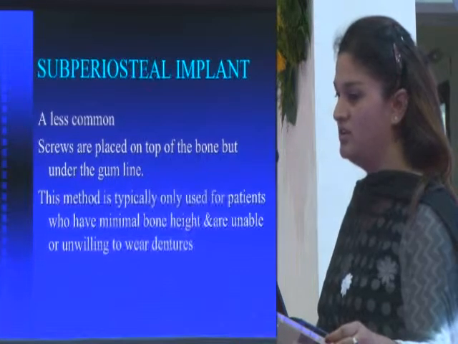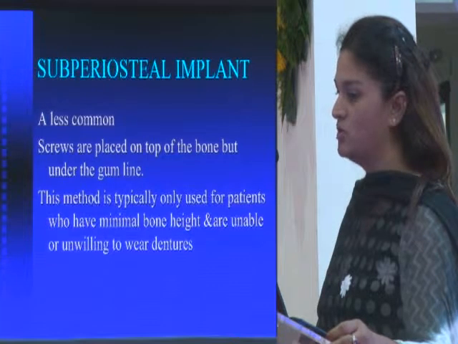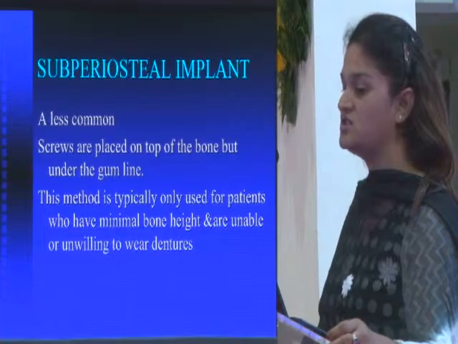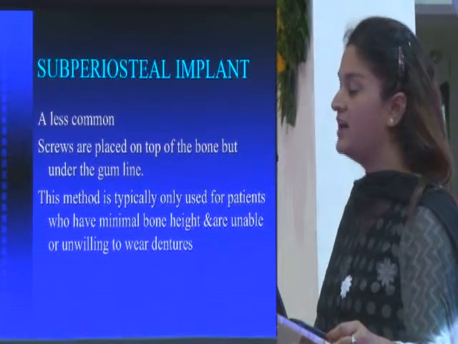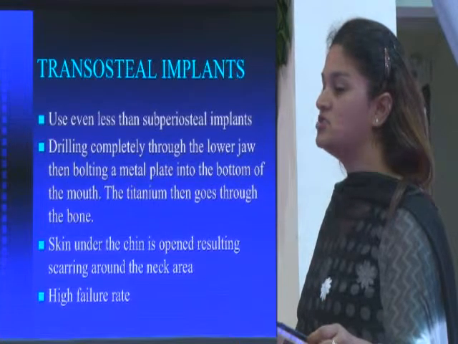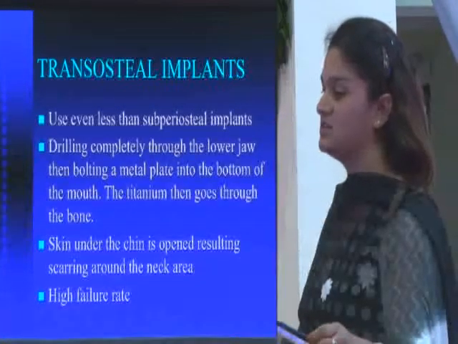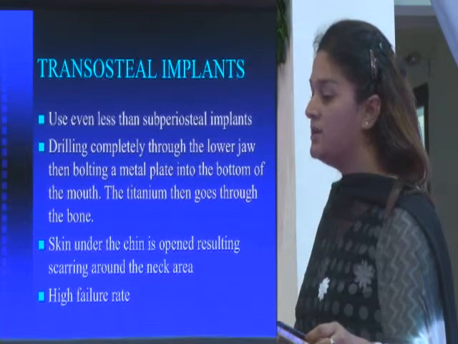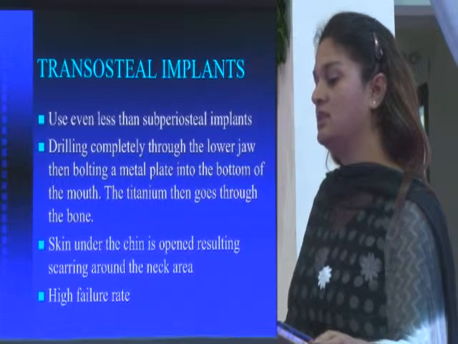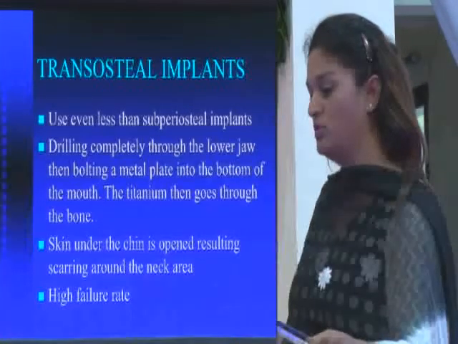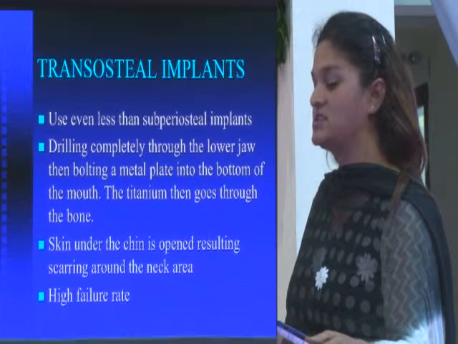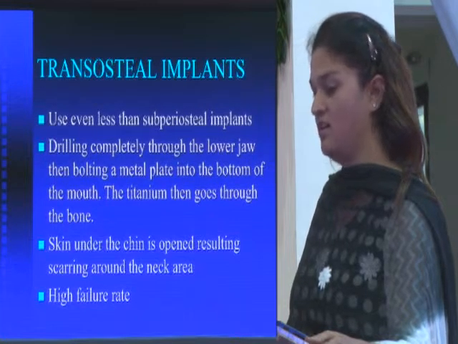This is less common. Screws are placed on top of the bone, but under the gum line. This method is typically used for patients who have minimal bone height and are unable or unwilling to wear dentures. Third is the transosteal. This is even less used because it involves drilling completely through the lower jaw, then bolting a metal plate into the bottom of the mouth, the titanium then goes through the bone, skin under the chin is opened, resulting in scarring, and this has a high failure rate because of the scarring.